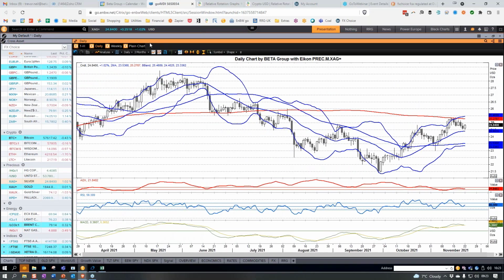Then we get layers of resistance, because we went down. But what I really see dominating here is a reversal pattern. Low, lower, low, lower, low, lower, low, lower, low, higher, low, higher, low.